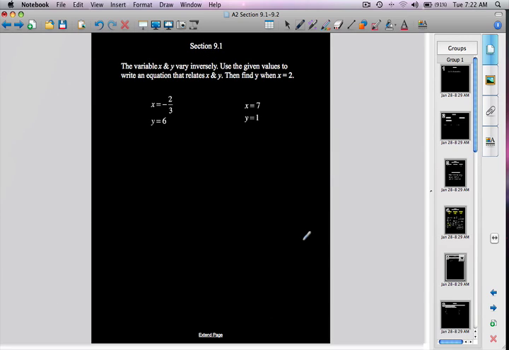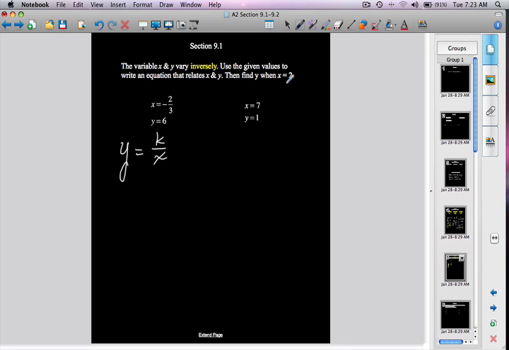Let's do a couple more examples. The key for you in doing this work is looking for the keywords in the instructions. You'll notice that here the variables x and y vary inversely. So since they vary inversely, I know that I'm going to be using the model y is equal to k divided by x. So this problem also brings a new type of wrinkle. First, they want me to write an equation that relates x and y, then find y when x is equal to 2. So there are two separate things I need to do.